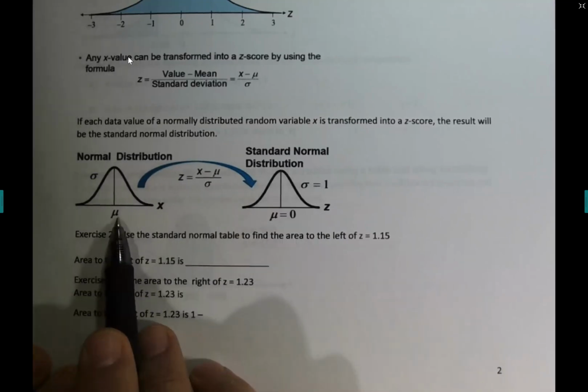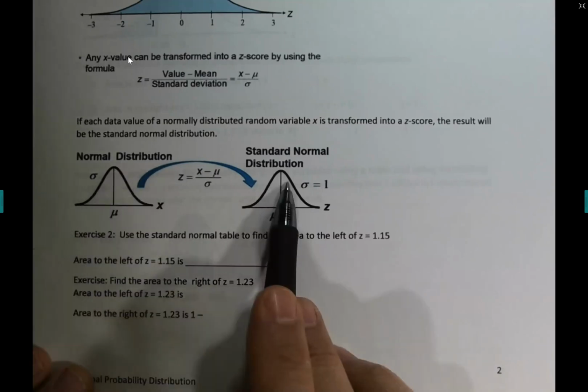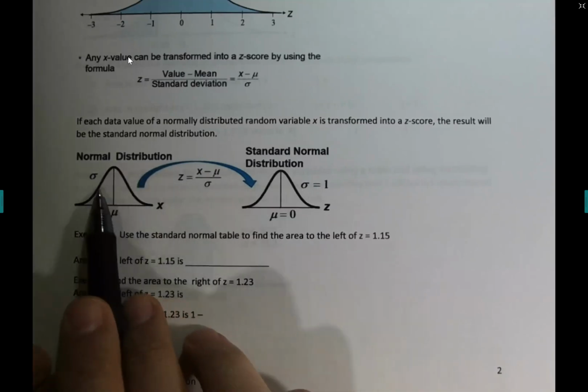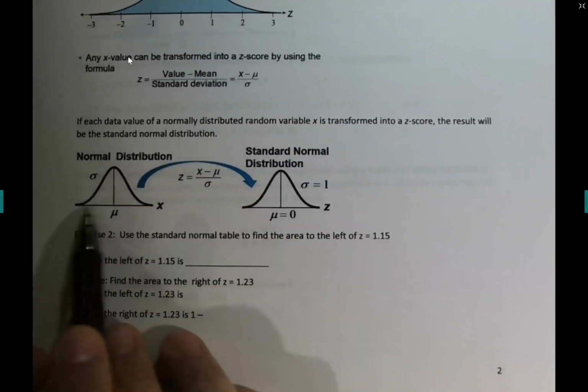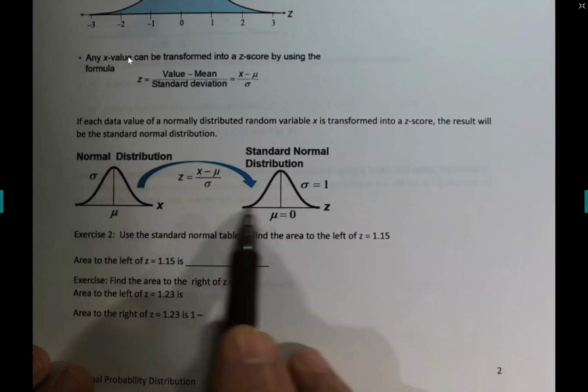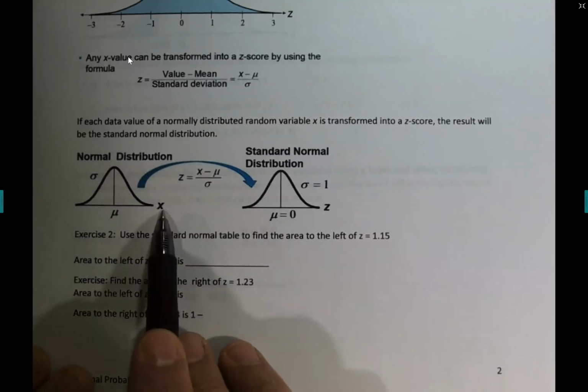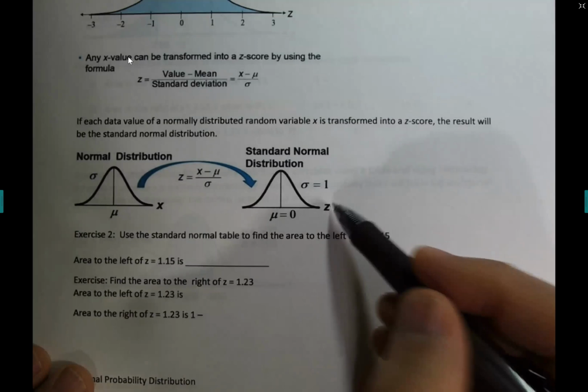Here you have a mean mu and sigma. It's exactly the same curve, the same shape, the same narrowness, everything exactly the same. The only thing that changes are the labels on the horizontal axis. You see this one is called the x-axis and this one is called the z-axis.